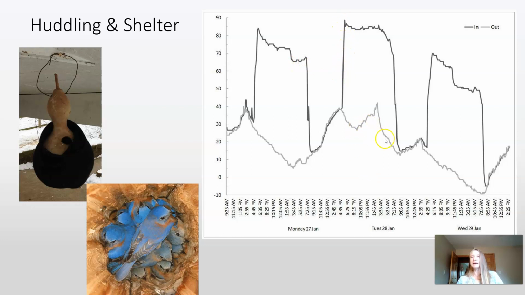Here again, another night, not quite as cold. The birds were merely able to maintain temperatures above 80 degrees Fahrenheit. And then even on the coldest night when it was really cold outside, here we have temperatures below 0. The coldest that box got, or the gourd got, was around 50 degrees Fahrenheit. So these birds, by huddling and roosting together, were able to create a microclimate that allowed them to survive these really cold nights. You can also see, every day in the morning, when the birds would pop out of the gourd to go out and forage.